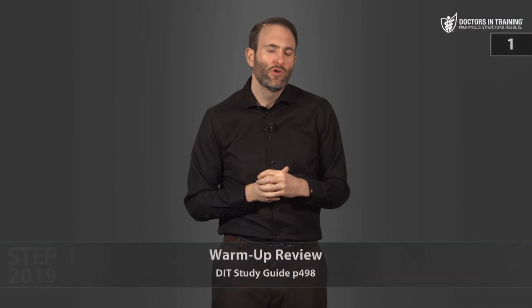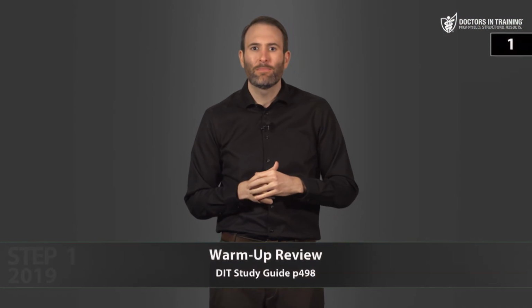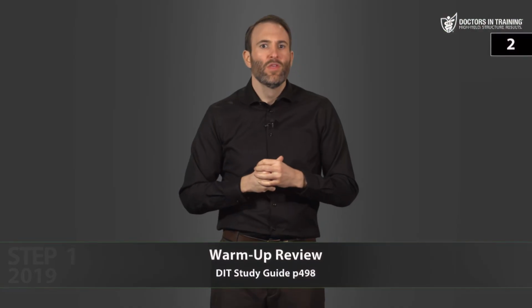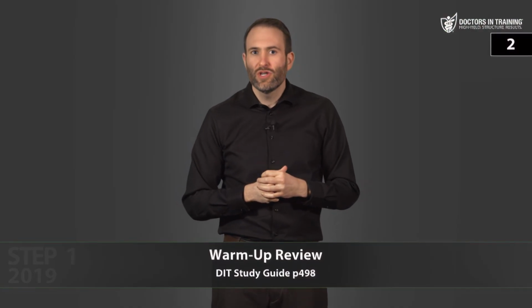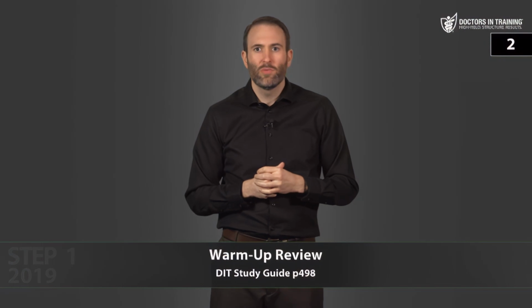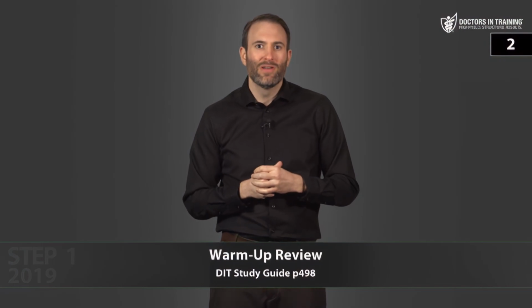First question here, which hormones stimulate pancreatic secretions? First we have acetylcholine, that's going to be via the vagus nerve. We have cholecystokinin, and then we have secretin, and that's going to stimulate the pancreatic duct cells to generate a lot of bicarb secretions.